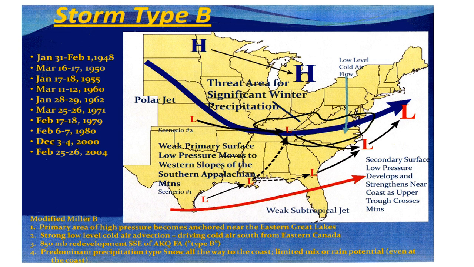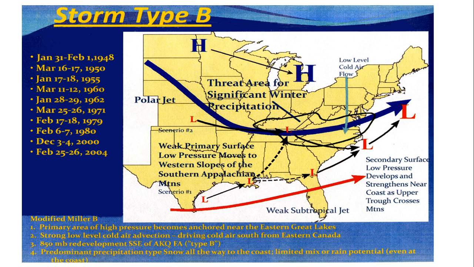You get strong low-level cold air advection, driving cold air south from eastern Canada directly into the mid-Atlantic. And then at 850 millibars, or 5,000 feet above the ground, there's a redevelopment of an area of low pressure to the south-southeast of the Wakefield forecast area. The predominant precipitation type in a storm type B, this modified Miller-B, is snow all the way to the coast, with a limited mix or rain potential, even at the coast.